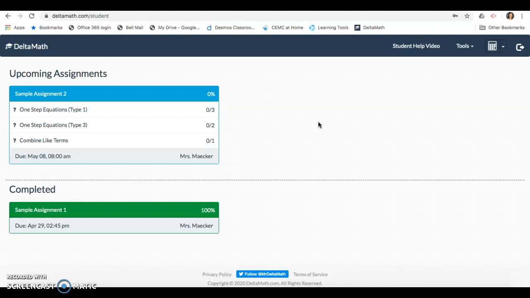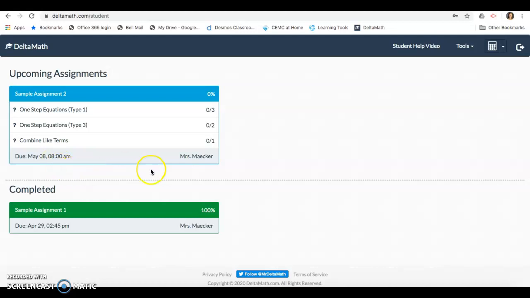Okay, the page will show you your upcoming assignments and your completed assignments. So down here you can see that I have completed sample assignment number 1, which was due on April 29th, and I have a grade of 100% on that because I fully completed that assignment. Up here is my upcoming assignments. It's called sample assignment 2. It's due on May 8th at 8 a.m.